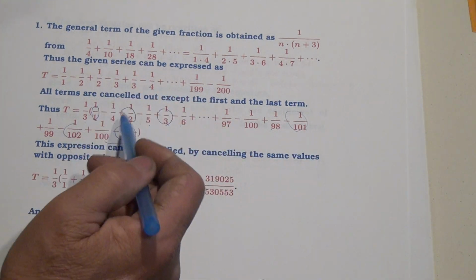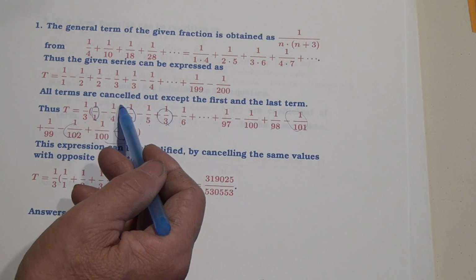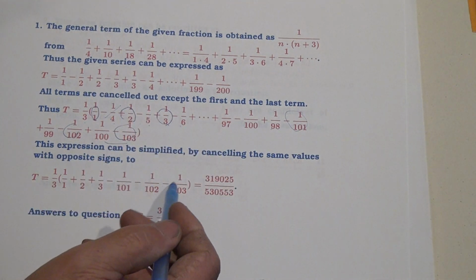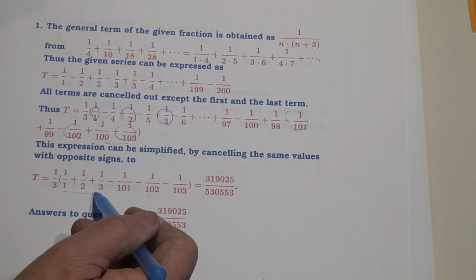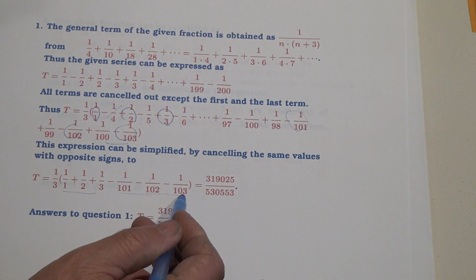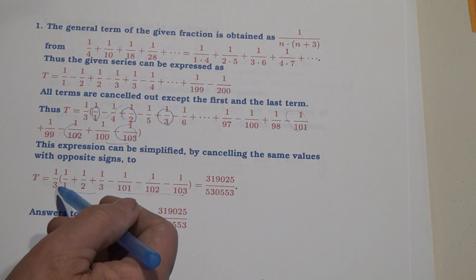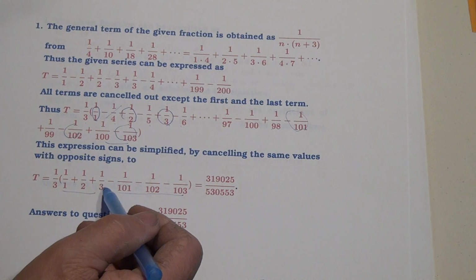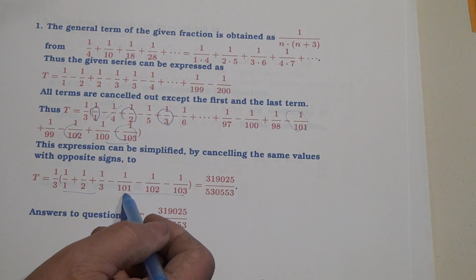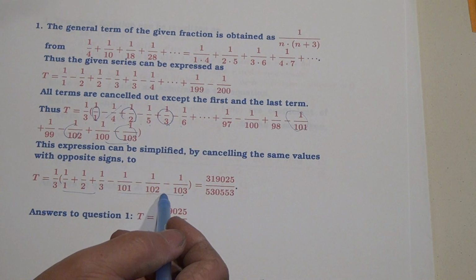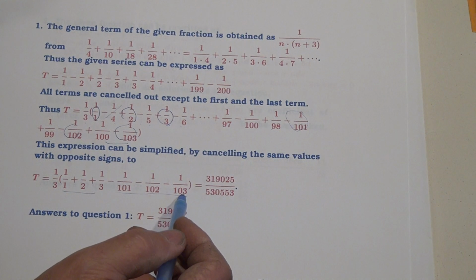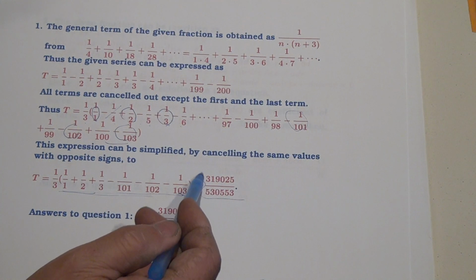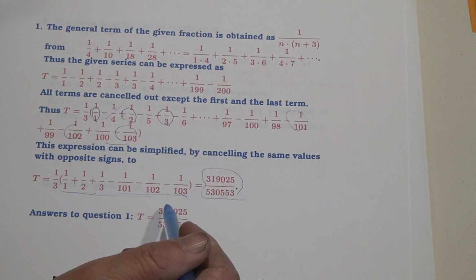So if you simplify after you cancel plus and minus signs, eventually you have 6 terms left. At the beginning 3, at the end 3. Okay? So you have 1 over 1 plus 1 over 2 plus 1 over 3 minus 1 over 101 minus 1 over 102 minus 1 over 103, and with the 6 fractions you get a common denominator and use the calculator. Okay, that is the answer.